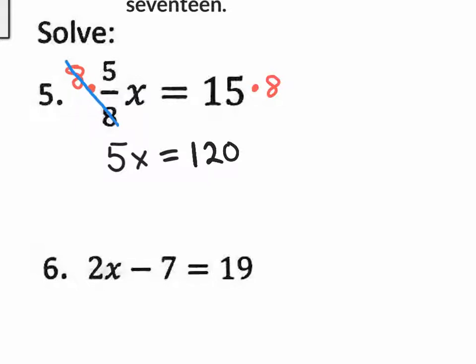So we need one more step to get rid of that 5. It's not a plus 5. It's a 5 times x. So let's get rid of the multiplication by doing the inverse operation, which would be division. Now we do to one side, do to the other side. The 5's cancel out. And we end up with x equals, and that answer will be 24.